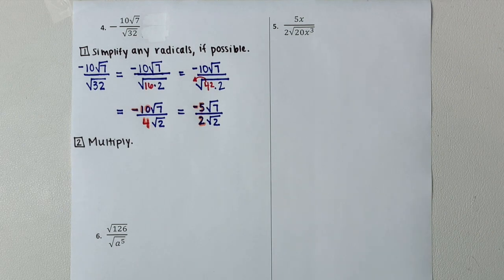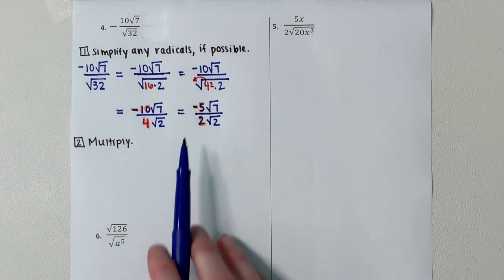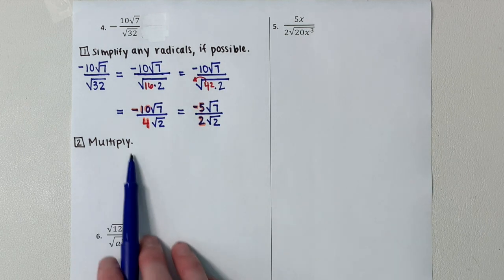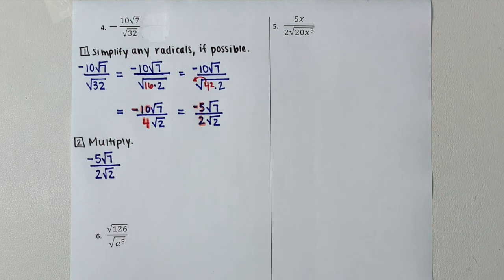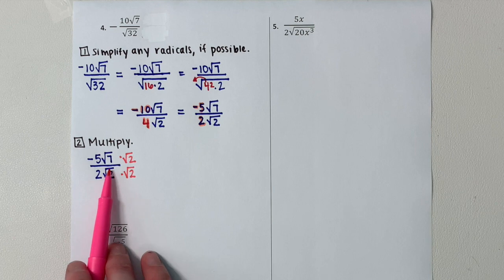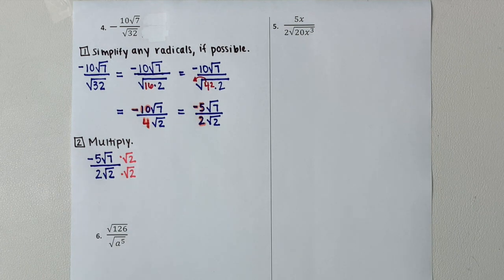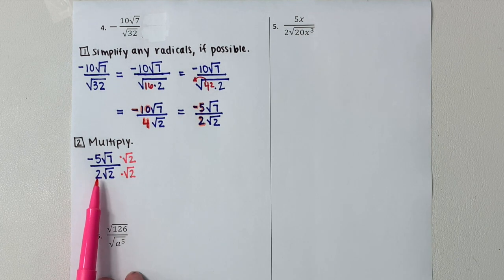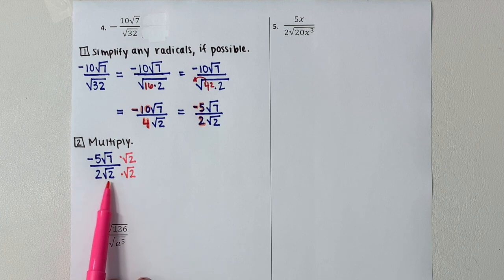For step 2, we're going to multiply to get rid of that square root in the denominator. I'm going to start by just copying this expression over here. To get rid of this radical in the denominator, we multiply the numerator and the denominator by that exact radical that we see in the denominator. Notice you don't need to multiply by the coefficient. You only need to multiply by the square root in the denominator.